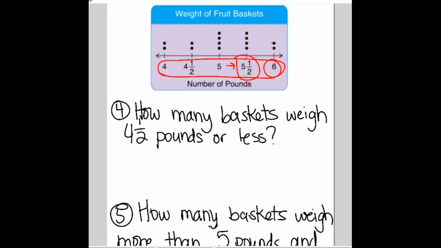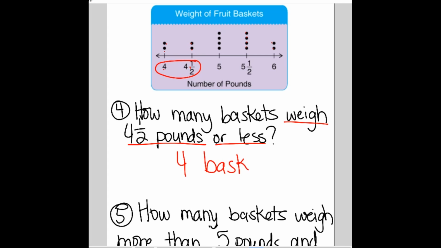Let's go to question 4. How many baskets weigh 4.5 pounds or less? So now instead of looking at the 5.5 or 6, we're going to look at 4.5 pounds or less. So we're looking at these two now. So how many? 1, 2, 3, 4. And the reason why we want to look at the 4.5 is because they say weigh 4.5 or less, meaning that it's this amount and then also whatever smaller. So those are the only two that we're working with, and that would be 4 baskets.